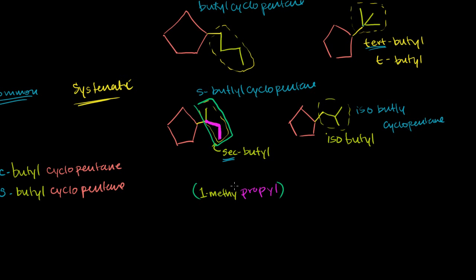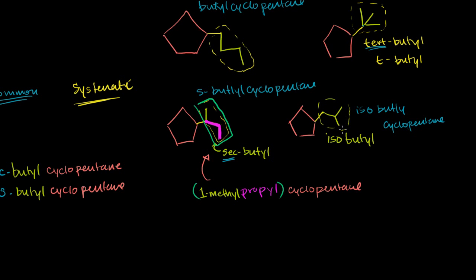So this is the systematic naming. So 1 methyl, I put an L there. Let me put it in the same color. 1 methyl, because you're starting where you're attaching. So 1 methyl, you have a methyl group right there on that first carbon. It's a propyl chain, 1, 2, 3. Propyl. And then you would say cyclopentane. Cyclopentane. That's the systematic name for that.